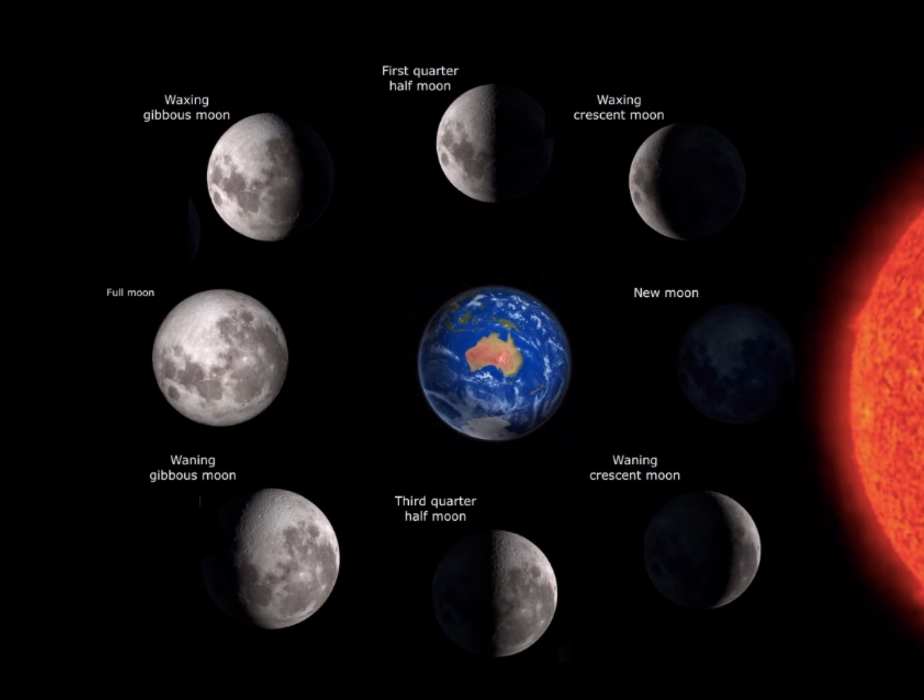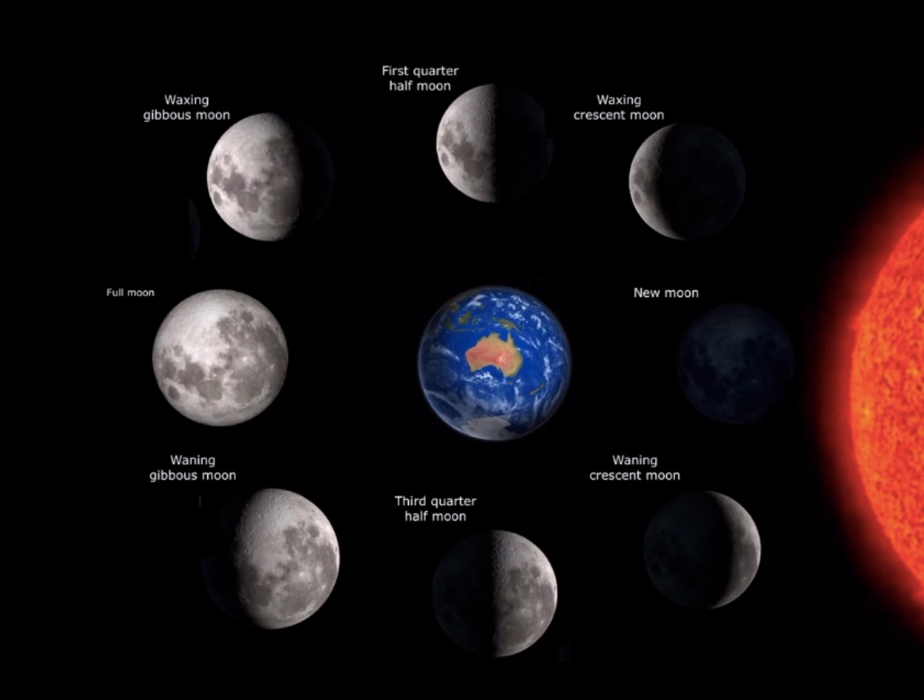Here you can see we have the sun, the earth, and then we have the different phases of the moon. That's where the moon is when it's rotating around earth, just like earth rotates around the sun. So we have a new moon, which is barely visible, a waxing crescent moon, first quarter half moon, waxing gibbous moon, full moon, waning gibbous moon, third quarter half moon, and waning crescent moon.